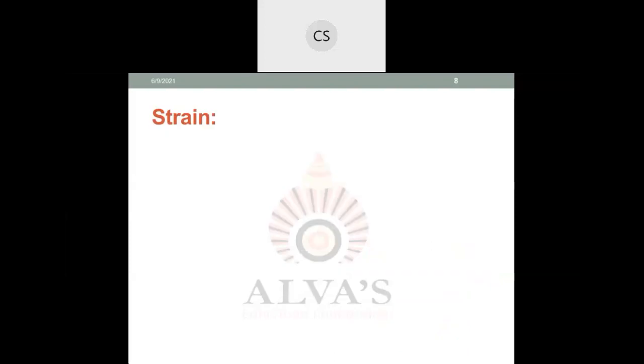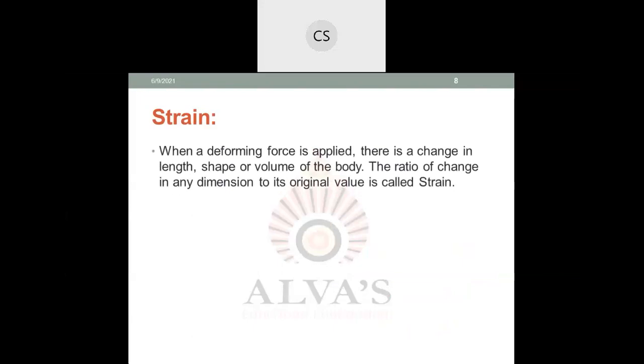So let us see the basic concept. Strain. When a deforming force is applied, when you apply the stress, it is a deforming force, then there will be a change in length, shape, or volume of the body. The ratio of change in any dimension, that may be length or shape or volume, to the original value is called strain. There are three types of strain. The first one is longitudinal strain, second is shear strain, third is volume strain. Let us see one by one.